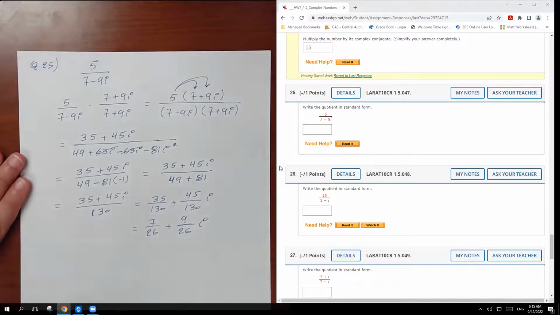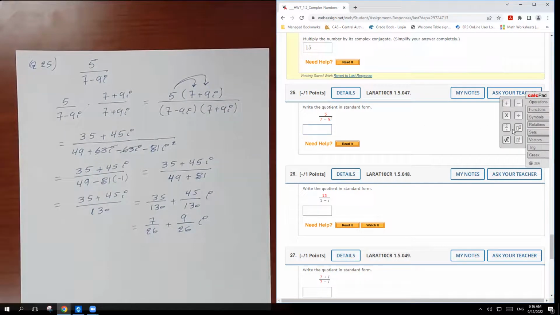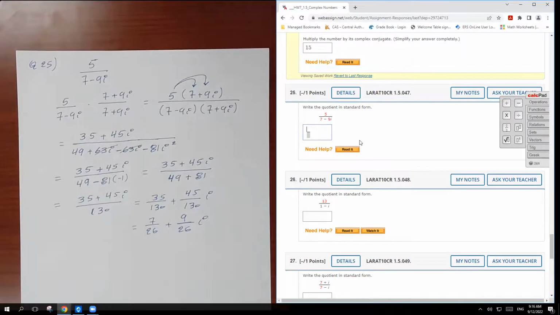So the result in standard form, this is a plus b, and here's the i. So we're just going to type here fraction 7 over 26 plus, and the second one is going to be 9 over 26. Now it's going to be i. If you can simplify it more, go ahead and simplify it more. This one you can't simplify more, so that's it. This is example 25.